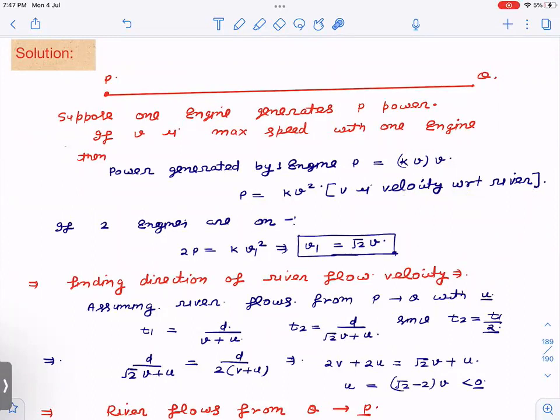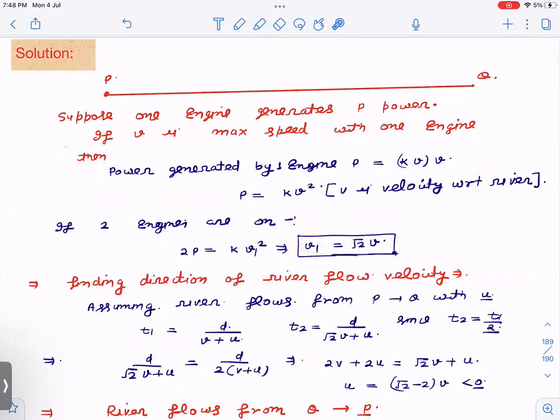Now, if both the engines are switched on, then power becomes 2P, right? And likewise, if maximum velocity becomes V1, then 2P will become kV1 square. From these two equations, first important conclusion which we have made is V1 is equal to root 2V. What is V? V is the velocity of boat with respect to river when one engine is on. V1 is velocity of the boat with respect to river when both the engines are on. Root 2 times, right?